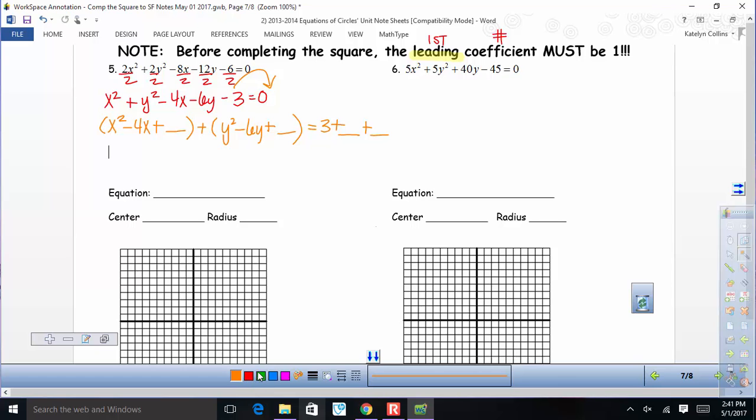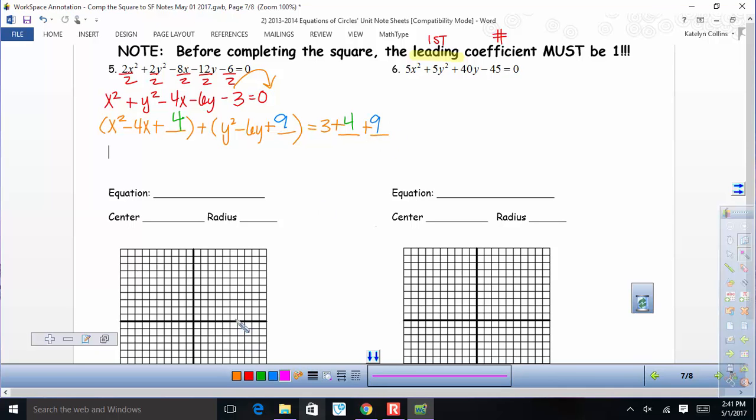Okay? So I'm not actually going to write it out this time. What is negative 4 divided by 2? A negative 2. What's a negative 2 squared? 4. So I add 4 here, add 4 here. What about for y? If I take negative 6 divided by 2, it gives me negative 3, and negative 3 squared is 9. So we'd put a 9 here, 9 here.